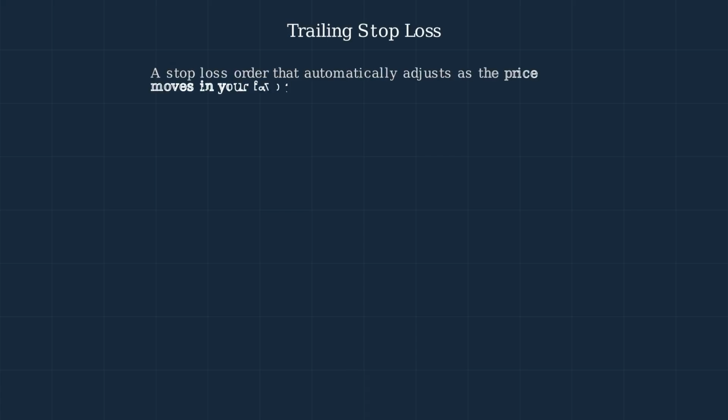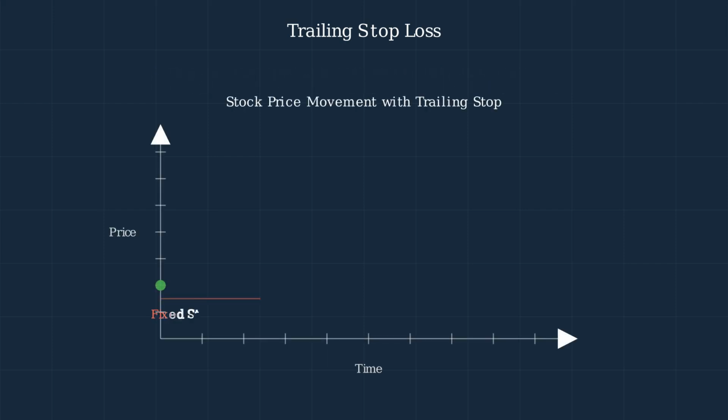A trailing stop loss automatically adjusts as the price moves in your favor, maintaining a set distance or percentage from the current market price. Let's first look at a traditional fixed stop loss for comparison. It remains at the same price level, regardless of market movement.